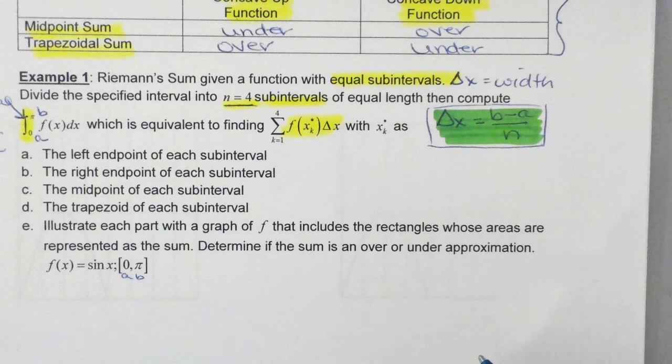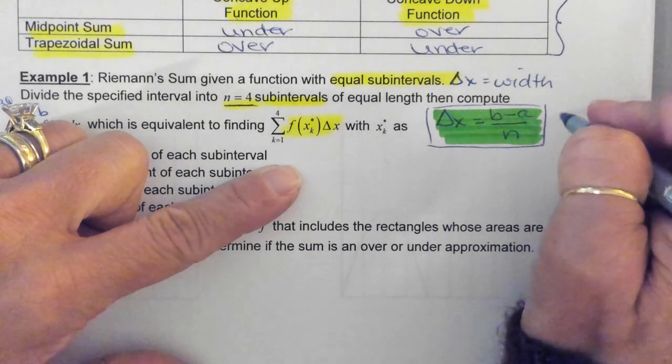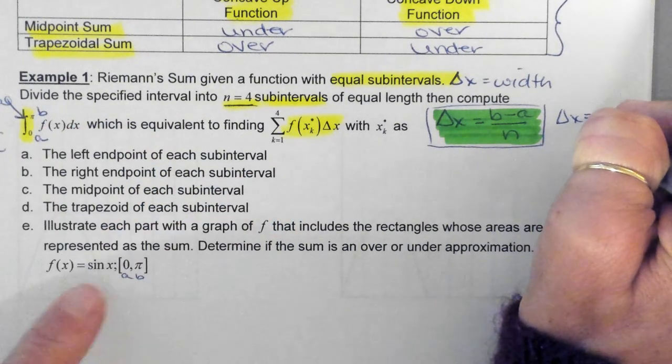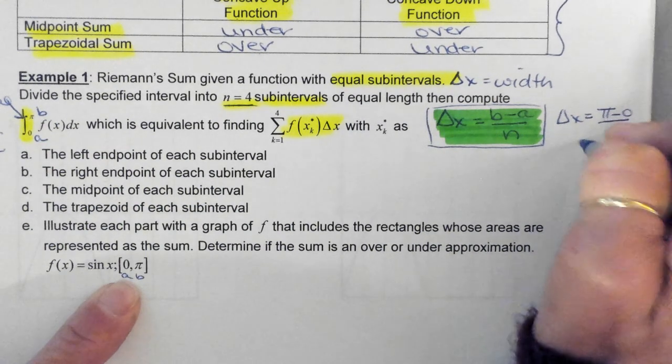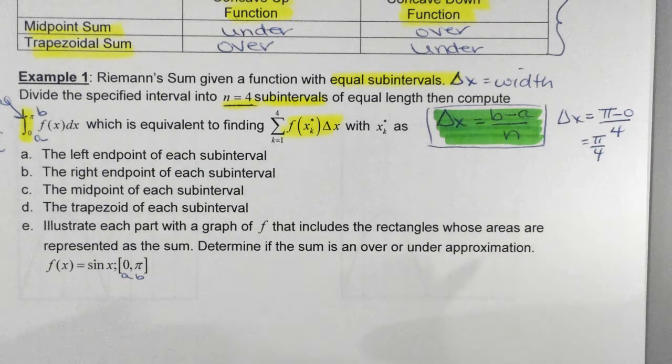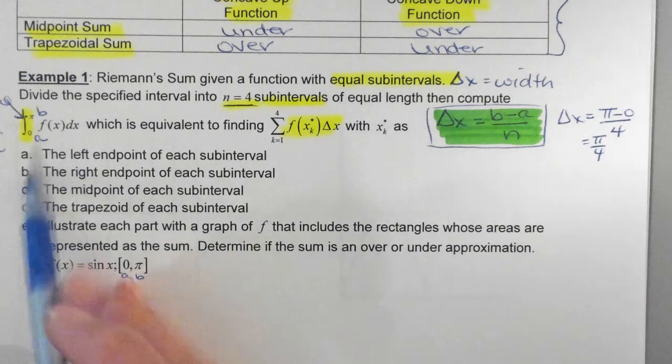So here they tell you, all right, your widths are all going to be the same. Great, I'm going to find delta x. So delta x in this case is b minus a, which is pi minus 0 over 4. So that means this is pi over 4. That means I'm going to start at 0, then I go to pi over 4. Then I go from pi over 4 to pi over 2. How did I get that? I added pi over 4. Just like before, remember when I used 1? With the width of 1, we went from 1 to 2, and then 2 to 3, and then 3 to 4. Everybody good?